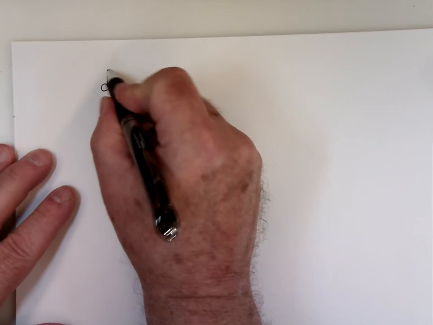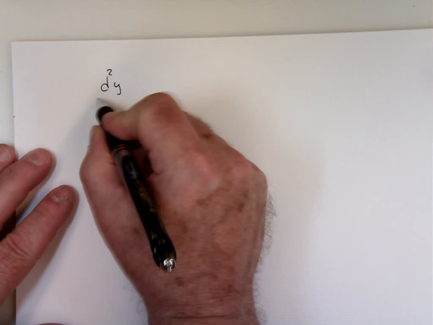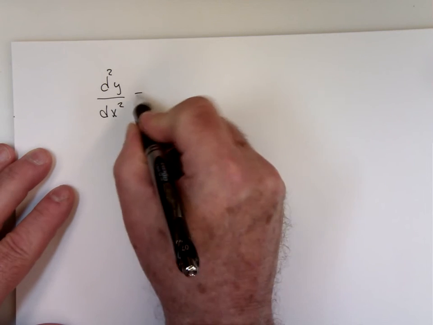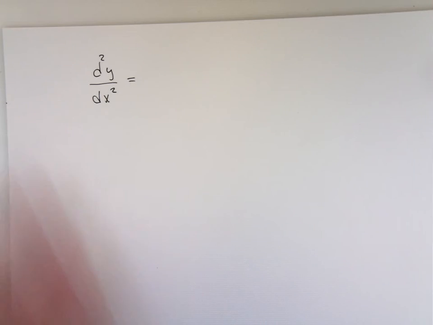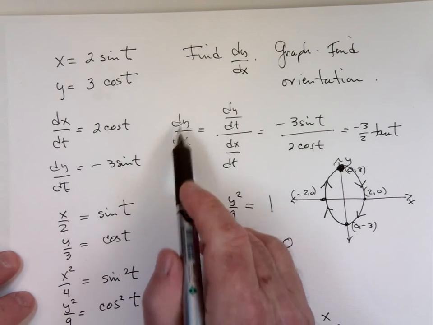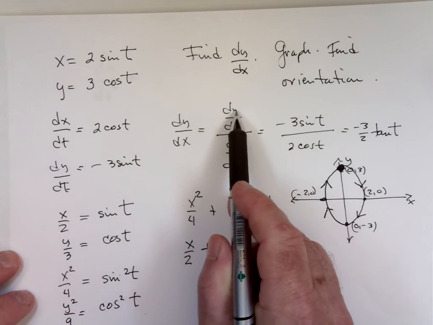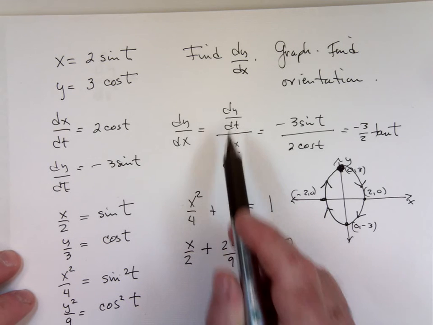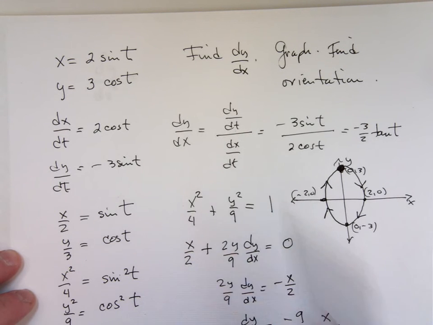The second derivative, concavity, right, is equal to, now, when we took the first derivative, watch this. We took the derivative of y with respect to t over the derivative of x with respect to t. That's what we did to get the first derivative. What is the second derivative? The second derivative is the derivative of the first derivative.